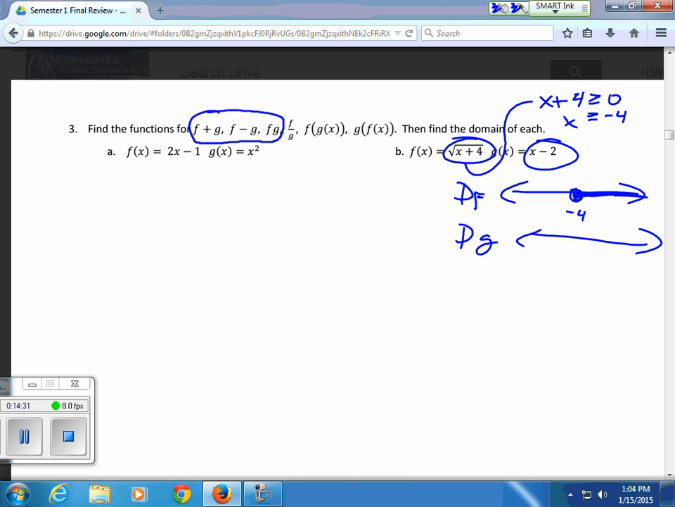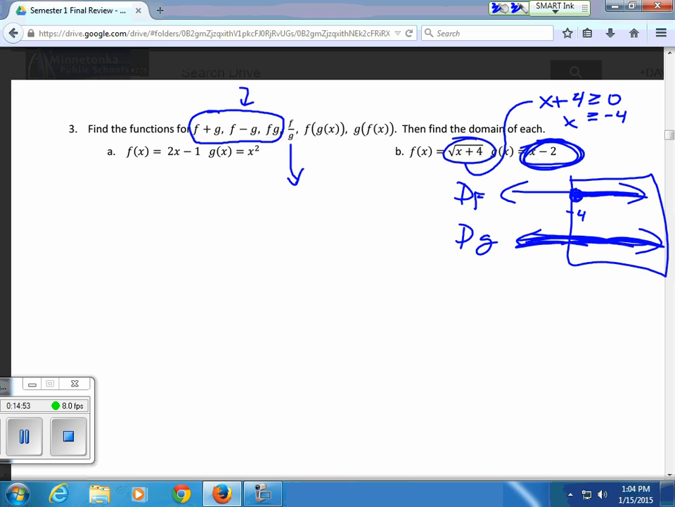And now, domain of G. Here's G. Its domain, there's nothing that would crash it. All reals. And then you ask yourself, just for these 3 kinds, you just have to take the 2 F and G domains and see where they overlap. Where do they overlap? From negative 4 to infinity. All right, so that's add, subtract, and multiply. How about F over G?